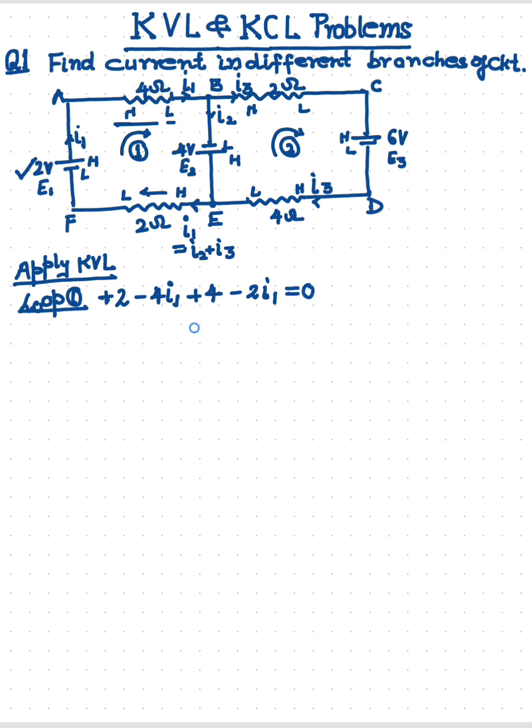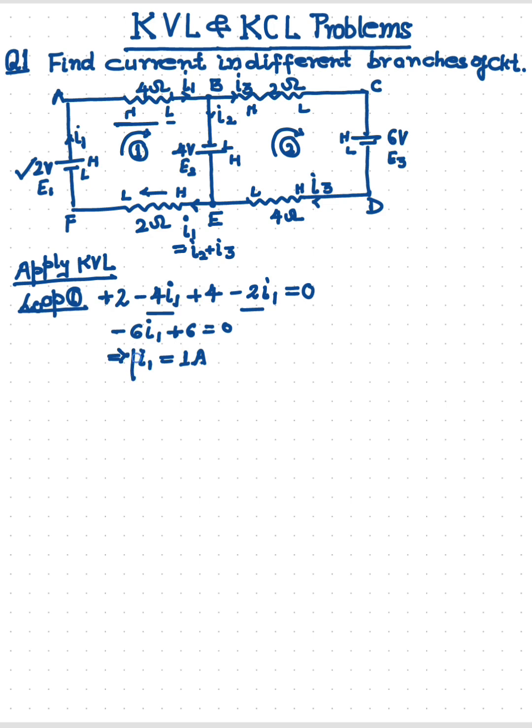Now let's solve this equation. Minus 4I1 minus 2I1, so this will be minus 6I1. Clear? And this is plus 6. This is equal to 0. So this implies what? I1 will be 6 upon 6, so this will be 1 ampere.